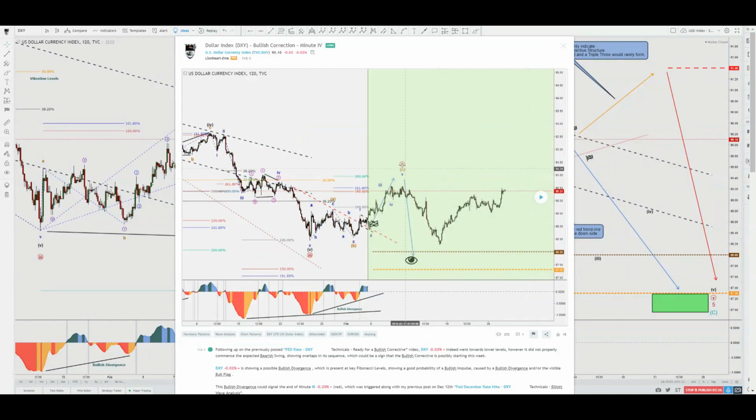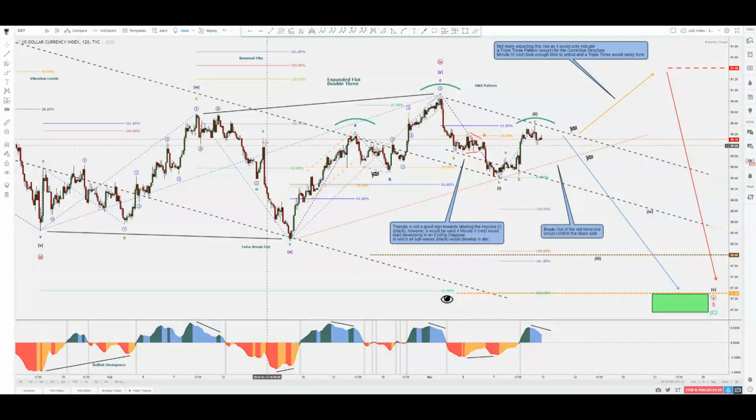It kept on correcting. So I said, okay, the structure is still extending in a complex WXY double three. So far we have an expanded flat in a double three formation. Because of this false breakout, and the way I'm seeing this is as a false breakout, WX and then ABC. Now the point is that if I'm trying to label this as a 1, 2, 1, 2, 3, the 4 comes inside the price action territory of wave 1. I know it's a wick.